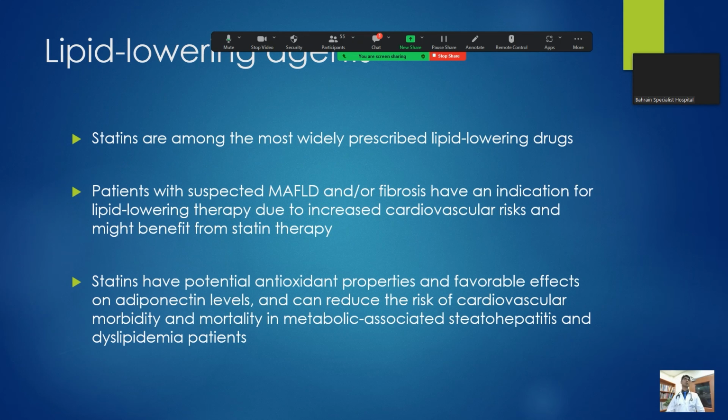Third thing, as we saw, it's also associated with lipid derangement and cardiovascular disease. So statins play a very good role in MAFLD if it is associated with certain risk factors of atherosclerosis. And it is also said that statins are antifibrotic in terms of NASH fibrosis. So that gives you a dual advantage, and also reduces the risk of cardiovascular morbidity and mortality, especially in MAFLD and steatohepatitis.